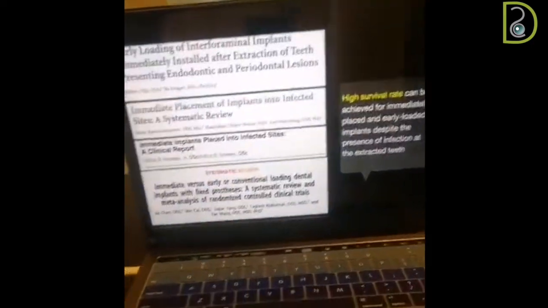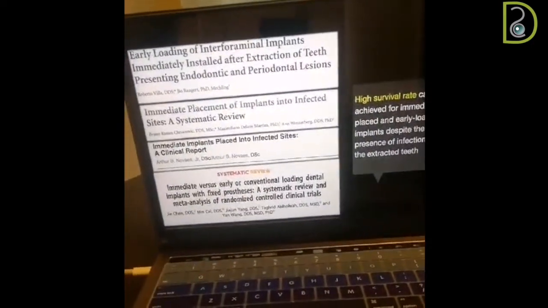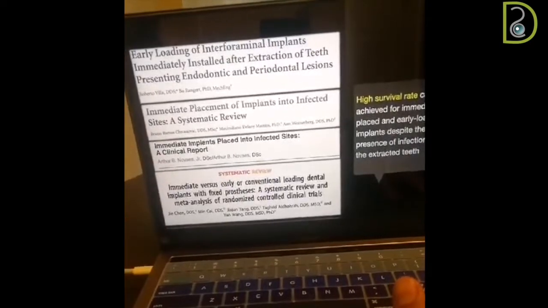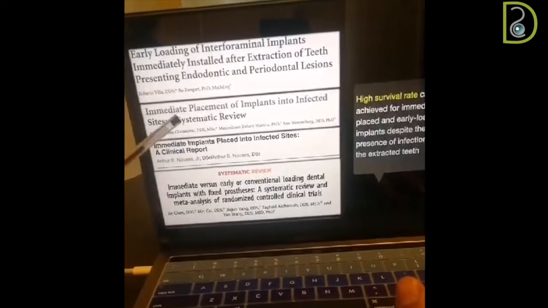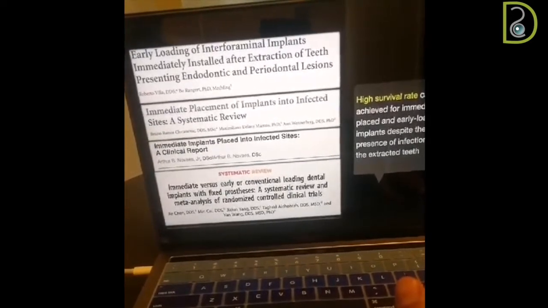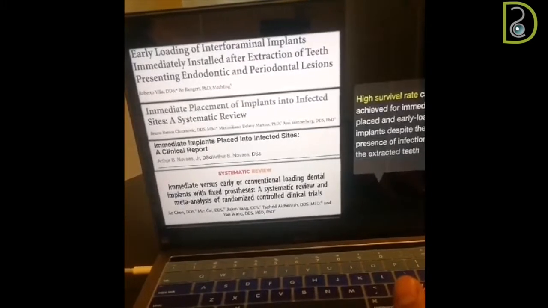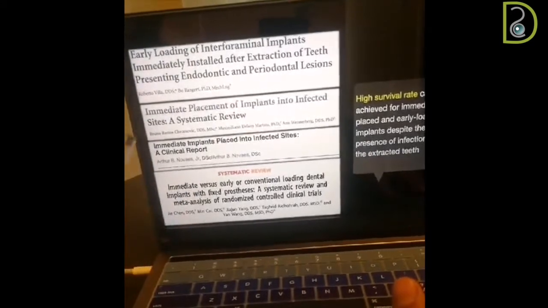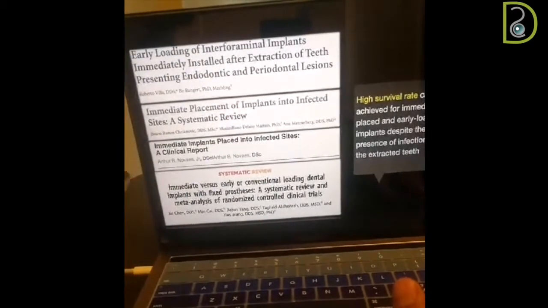The other thing regarding the infection in the extracted socket, or the endodontic infection, or the periapical pathosis: many case series and a systematic review of RCTs found comparable results in the survival rate of implants placed in intact sockets or implants placed in infected sockets. So we have a good body of literature to support our treatment.